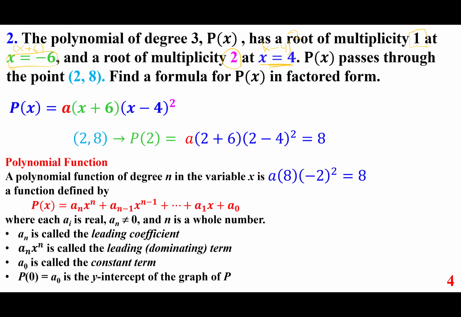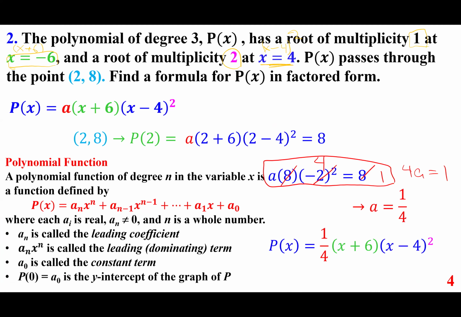This is 4. Please understand, I can drop the 8 from both sides. So 4a equals 1. a is 1/4. And now we are going to write P of x is a, which is 1/4, times (x plus 6) times (x minus 4) squared.